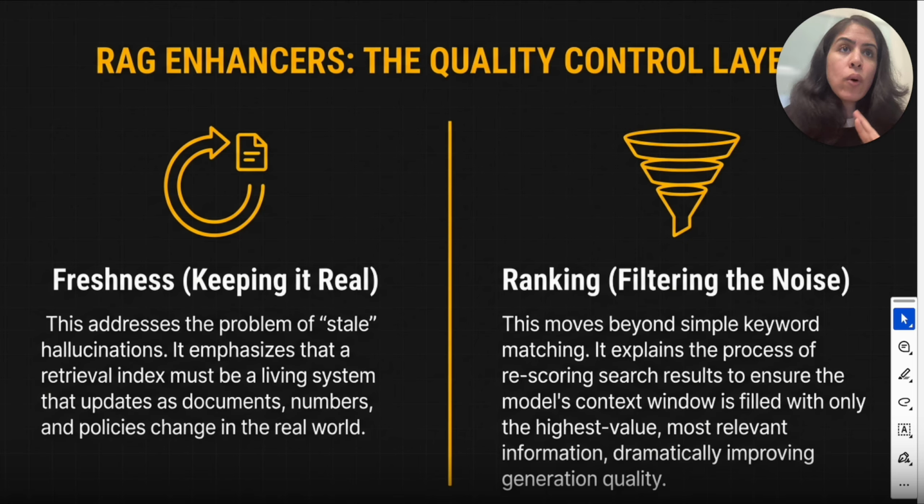The second point that you need to keep in mind is ranking. Ranking solves the opposite problem. Too much information, vector search returns a mix of relevant and noisy chunks. Ranking rescores candidates to ensure the model sees only the highest value context. So, together, freshness and ranking act as quality control for your retrieval pipeline.